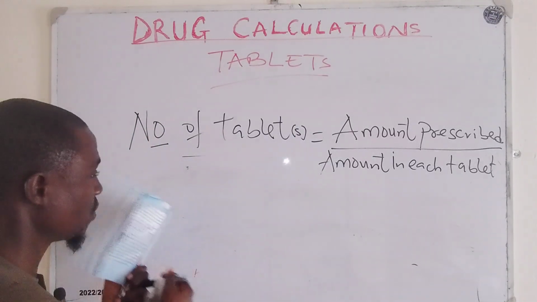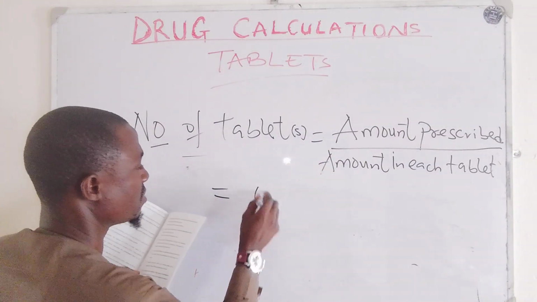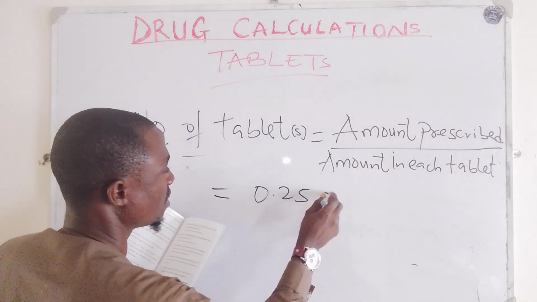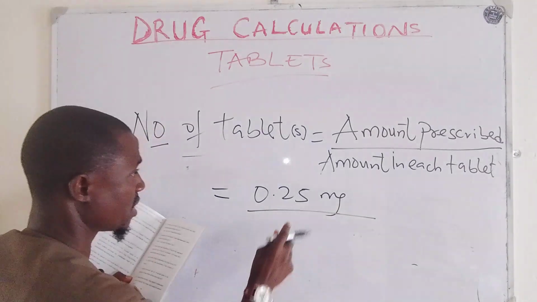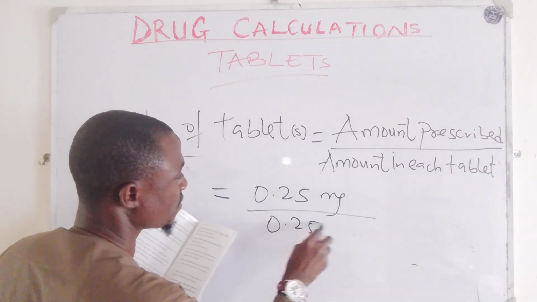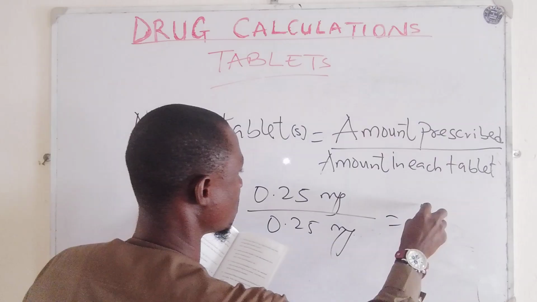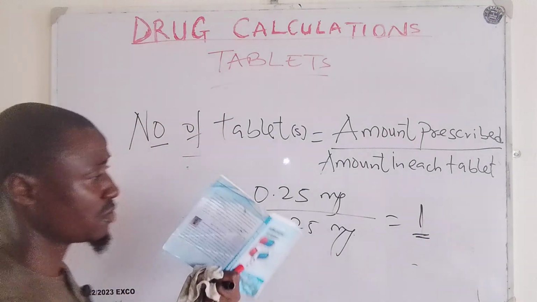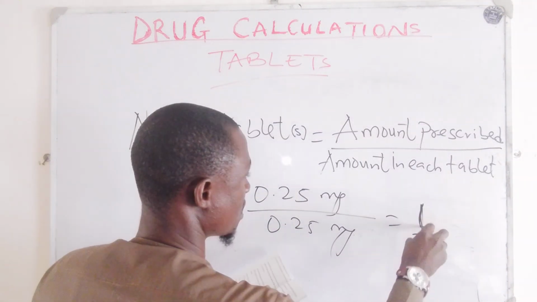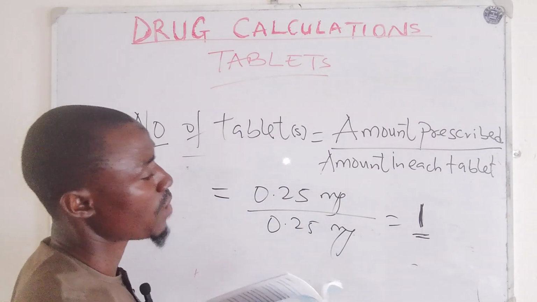So quickly, we can apply the formula. Our number of tablets will be the amount prescribed, remember, 0.25 milligram, over what we just calculated as the amount in each tablet from 250 microgram, which is now 0.25 milligram. So at the end of it all, we have one tablet of digoxin. So we are administering just one tablet.